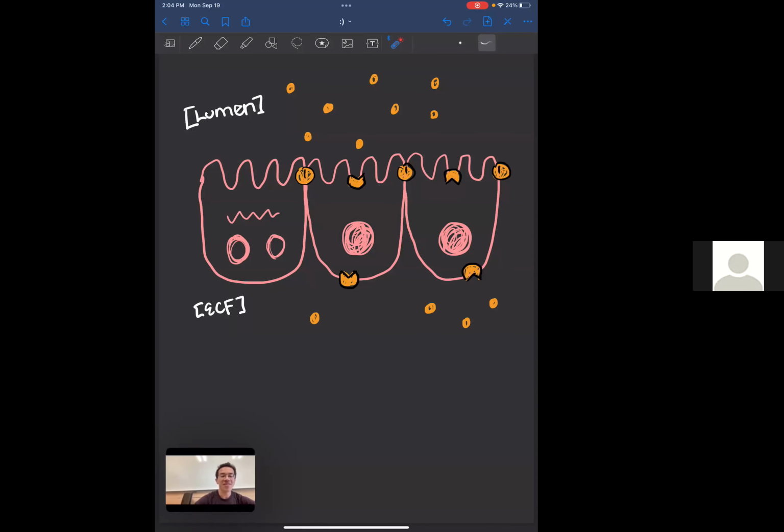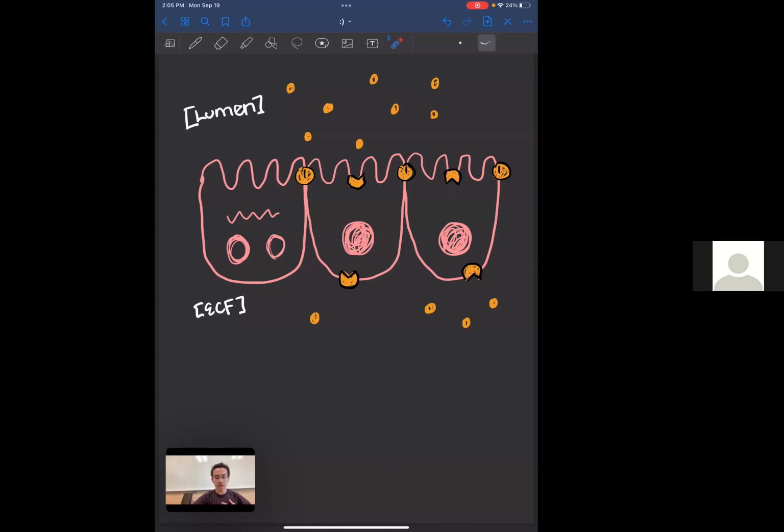Hi, my name is Elliot Chambers, and I will be talking about the next learning objective, which compares the three types of transport of different molecules across the epithelial cells. So the three types of molecule transport are paracellular and transcellular transport. We'll talk about transcytosis in a moment.